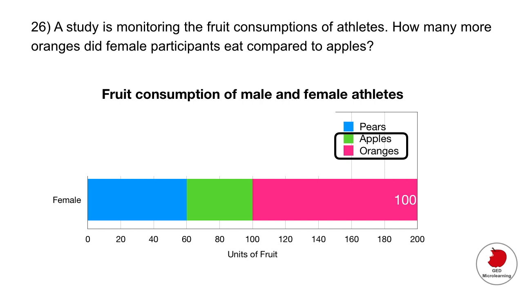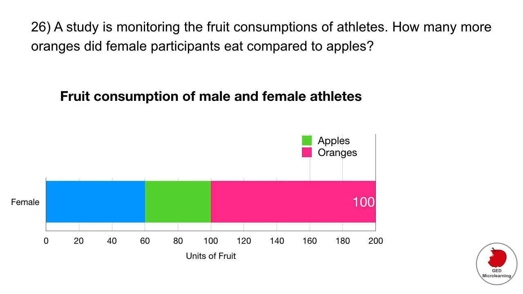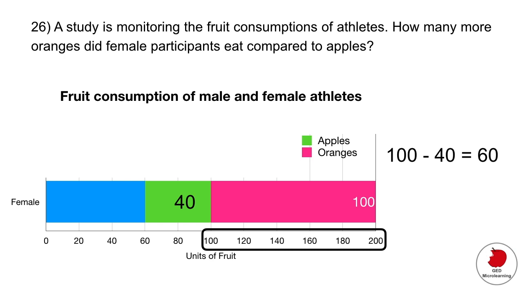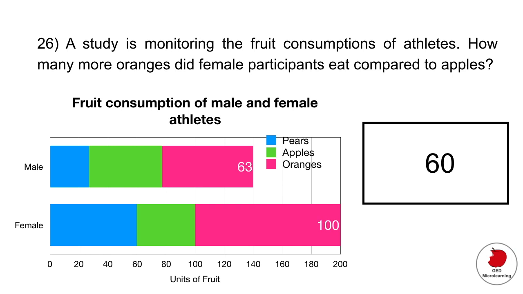So if you look at your legend, oranges are in pink, which, if you look at the bar graph, is 100 oranges, from 100 to 200. And all we have to do now is find the number of apples. The apples, which are in green, go from 60 to 100. So that's 40 apples, basically. And we said that we have 100 oranges because it's going from 100 to 200. So how many more oranges did they eat compared to apples? All you have to do is subtract 40 from 100, and that gives you 60. So 60 is your answer.